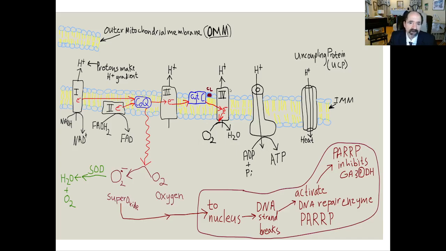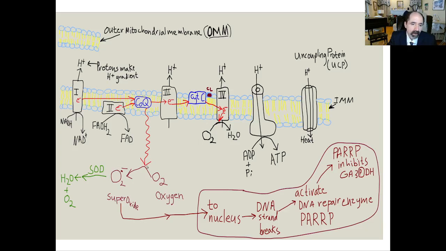But when this gradient gets too high, complex number 3 is overwhelmed and it no longer has the ability to pump a proton into intermembranous space. So the electrons start to reverse their direction. They go to coenzyme Q, bounce off of coenzyme Q, and a single electron is given to oxygen, which is not supposed to happen. And the oxygen is converted into a reactive oxygen species, a free radical called superoxide. If it only happens in small amounts, which does occasionally happen under normal conditions, the mitochondria has enzymes like superoxide dismutase to neutralize it, make it into water.